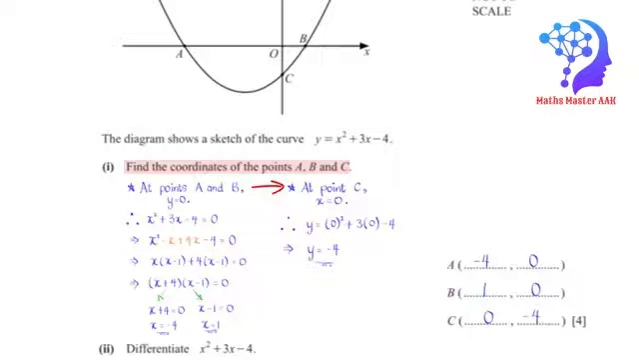When we substitute x is equal to 0 into the equation of the curve, we have y is equal to 0 squared plus 3 times 0 minus 4. This gives us y is equal to negative 4. And so for the coordinates of C, we have 0, negative 4.